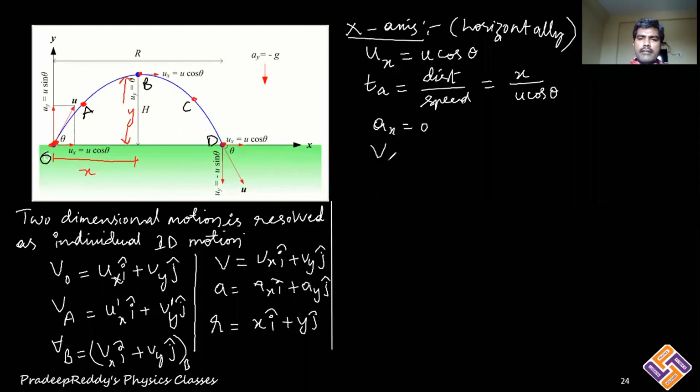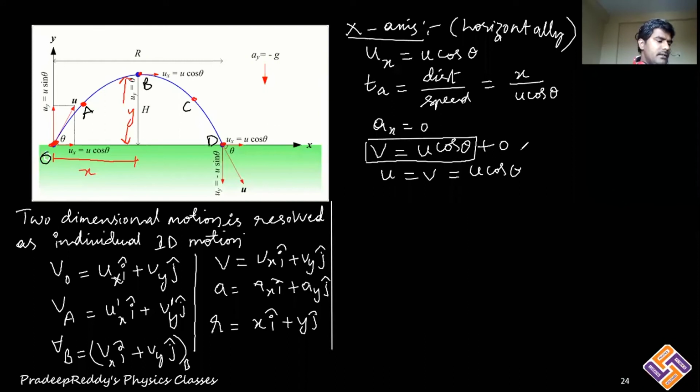Final velocity will be equal to u cos theta plus acceleration, which is however 0, because I am using the formula v is equal to u plus at. A is acceleration, that is 0. V is equal to u cos theta, the final velocity. So initial velocity is equal to final velocity is equal to u cos theta, it stays the same as the initial.